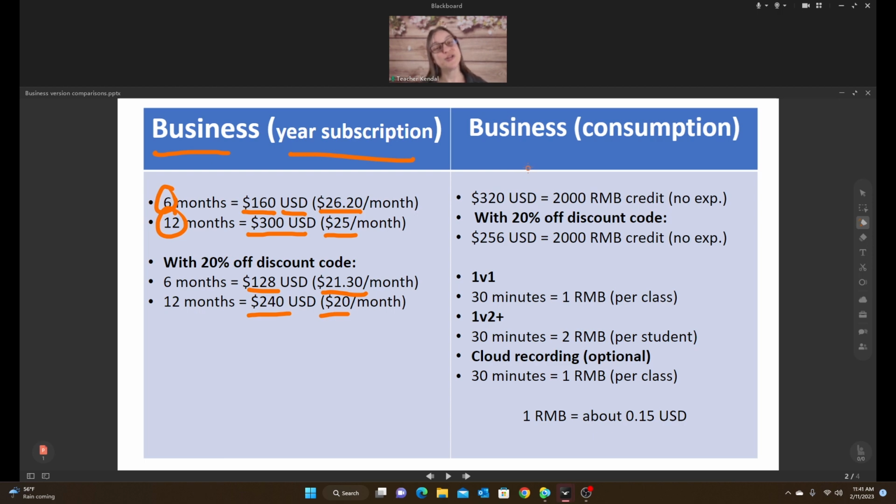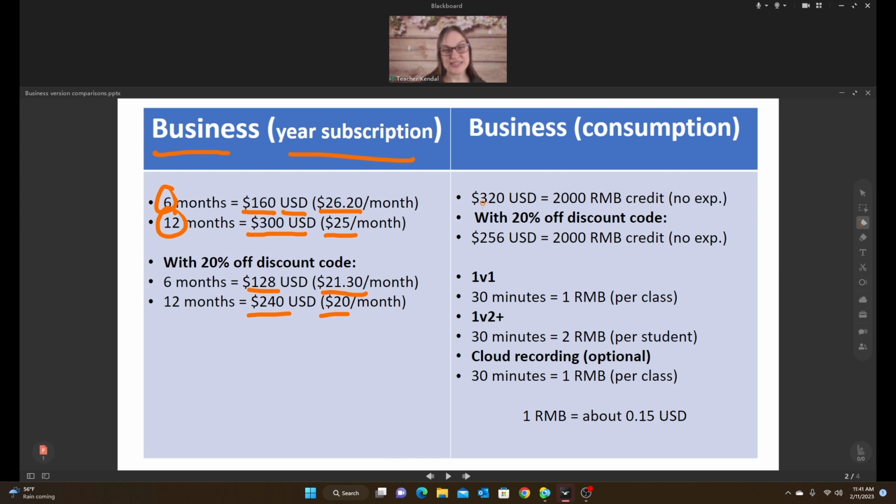Then we go over to consumption. This one is a lot more complicated to understand. So there's the first con. The con is it's a lot more complex because there's so many different parts and pieces to look at, especially if you teach a variety of types of lessons. You teach an hour lesson, 30-minute lessons, group classes, one-on-one classes. There's a lot more to look at.